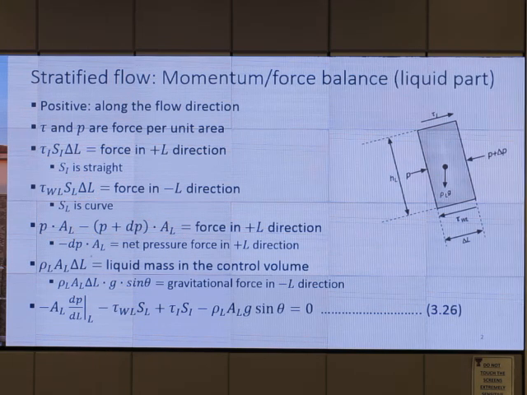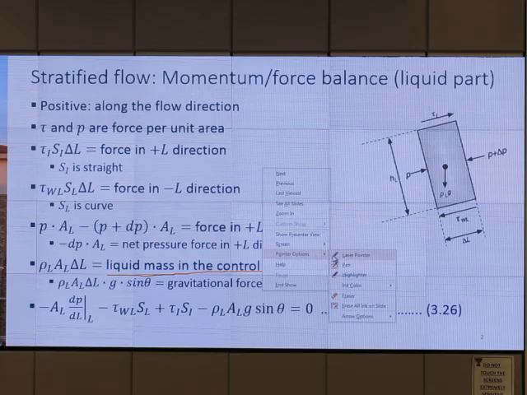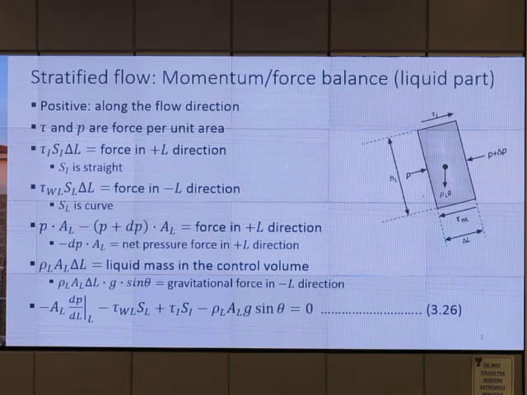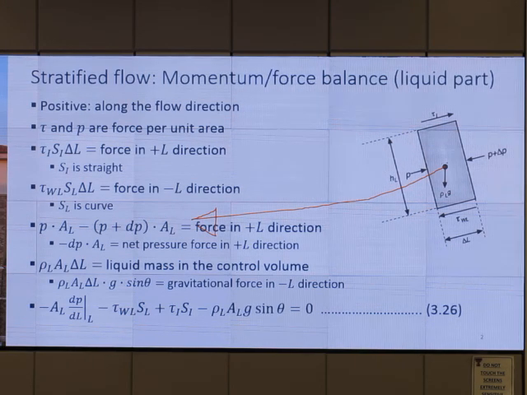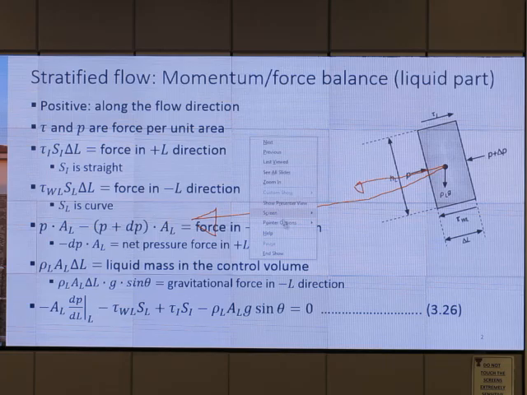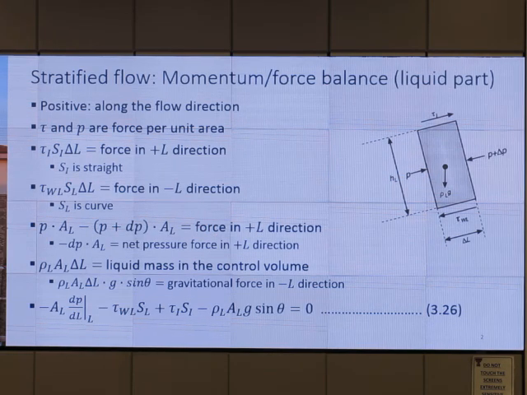Next we have rho AL delta L. That is the liquid mass inside the control volume. Good. So there is a body force caused by gravity, and that is in the negative L direction. Rho G sin theta is this way. It should be straight, okay? This way. That is rho G sin theta. Then we have mass multiplied by acceleration in the negative L. That is gravitational force in minus L direction, or rho AL delta L G sin theta.